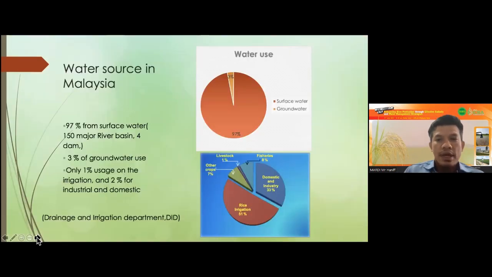Water sources in Malaysia: we have two major sources, surface water and groundwater. Surface water is 97% of use, while only 3% is groundwater. It comes from the 150 major river basins and 4 dams used as water resources in Malaysia. Only 1% of groundwater is used for irrigation and 2% for industrial and domestic use. For surface water, rice irrigation contributes about 51% of water resources, compared to domestic and industry at 33%, followed by other crops and fisheries at 7% and 8%, and lastly livestock.